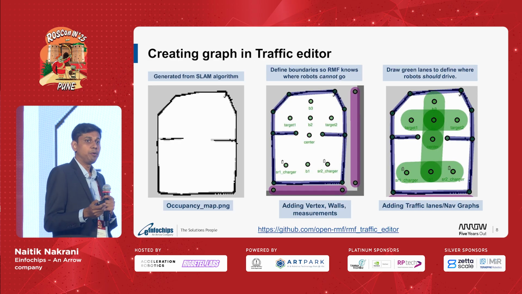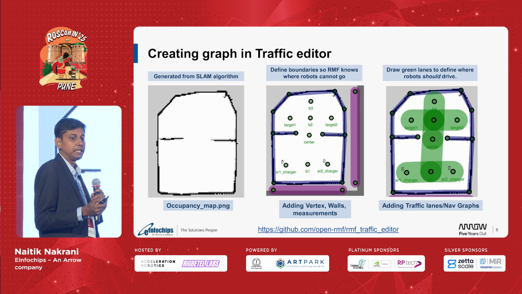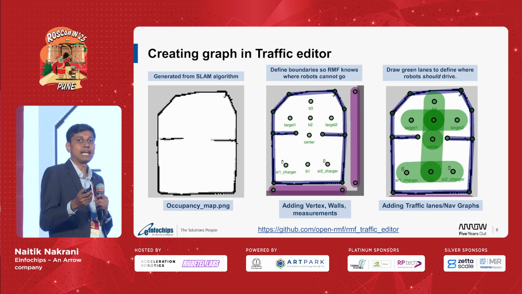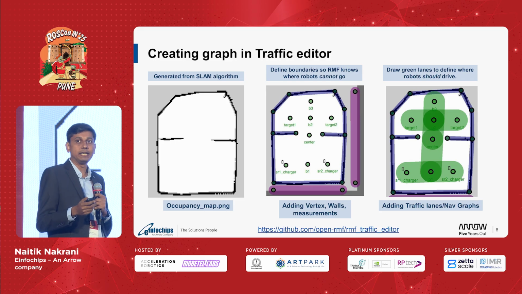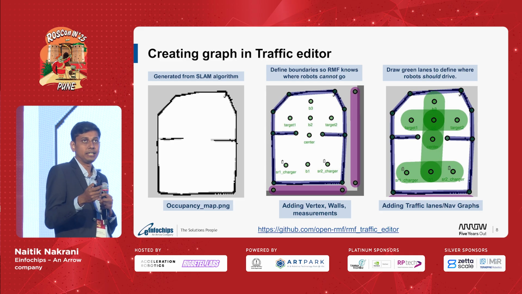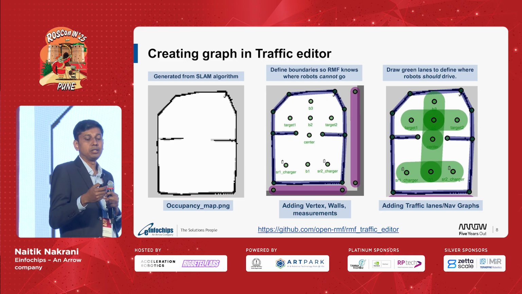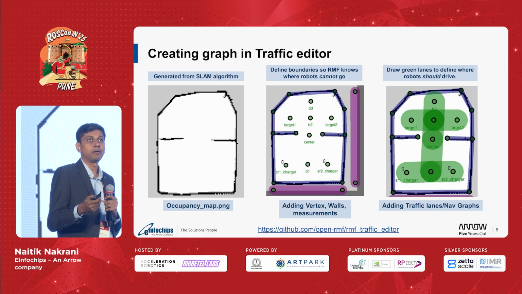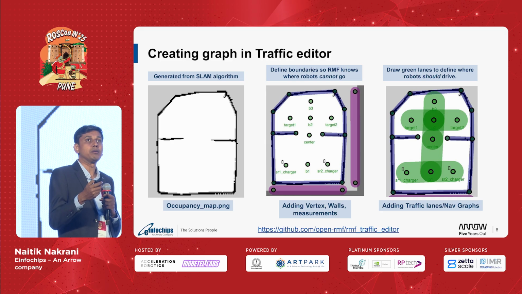Okay, so once your communication is established, then what you need is to create a graph. Those who have worked with SLAM might recognize the first picture. That's an occupancy grid map that is generated through a SLAM algorithm. Typically, you need to fetch this kind of occupancy grid map into your traffic editor, and you need to create a map which OpenRMF understands.